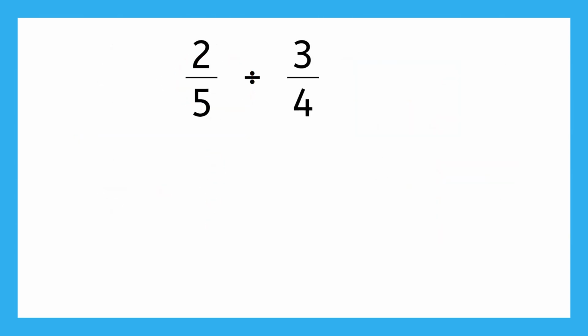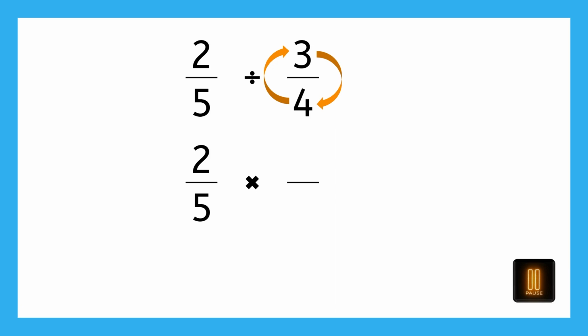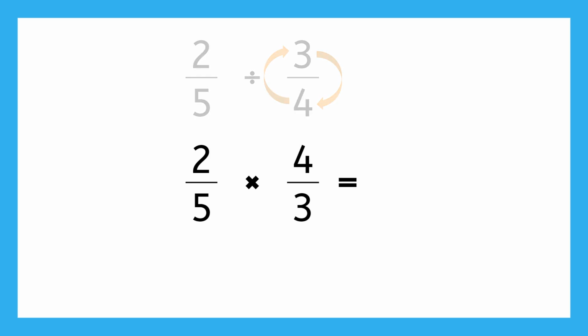Let's try it with 2/5 divided by 3/4. We need to rewrite this equation with multiplication of the reciprocal of 3/4. Pause here while you try it yourself. 3/4 reciprocal is 4 over 3. So our equation becomes 2/5 times 4/3. 2 times 4 equals 8, and 5 times 3 equals 15. This fraction is already in its simplest form, so 8/15 is our answer.